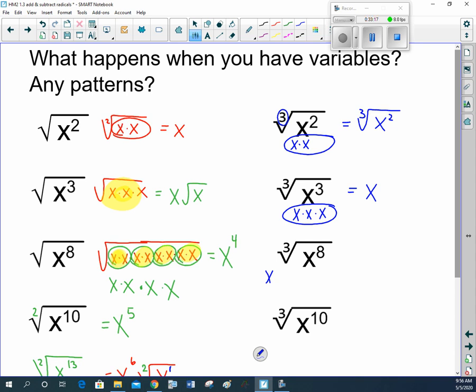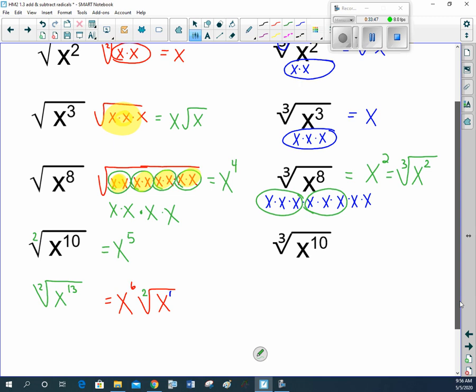X to the 8th, we'd have 8 x's. Okay, and we would do them in sets of 3 since my index number is a 3. So there's 3 of them here, 3 of them here. So that would equal x squared with a remainder of x squared, because x times x is x squared. So without doing this one longhand, I would do the same thing I did over there. I would take the 3 and divide it into 10. 3 divides into 10 3 times evenly with 1 remainder.